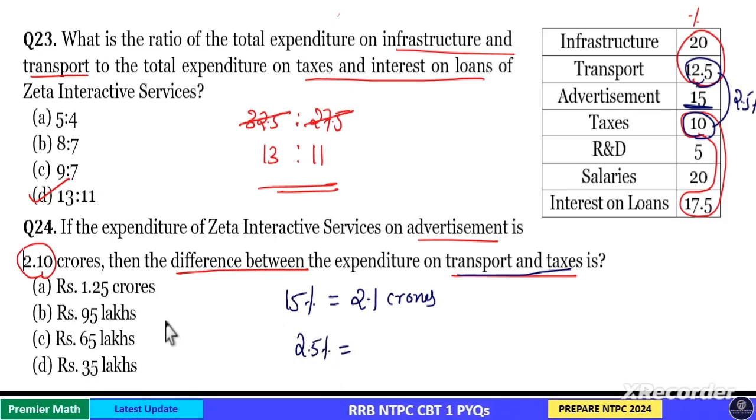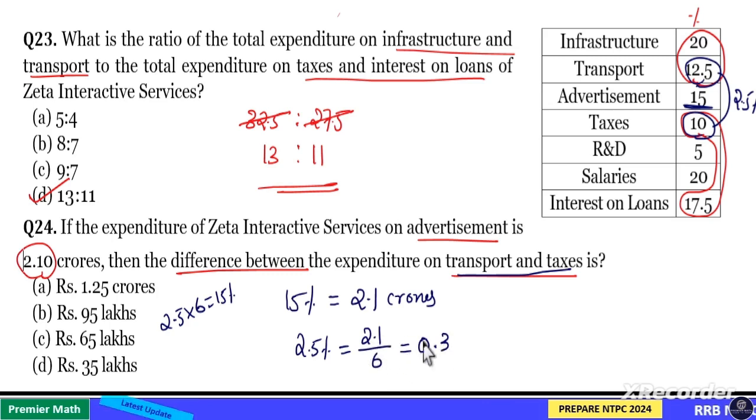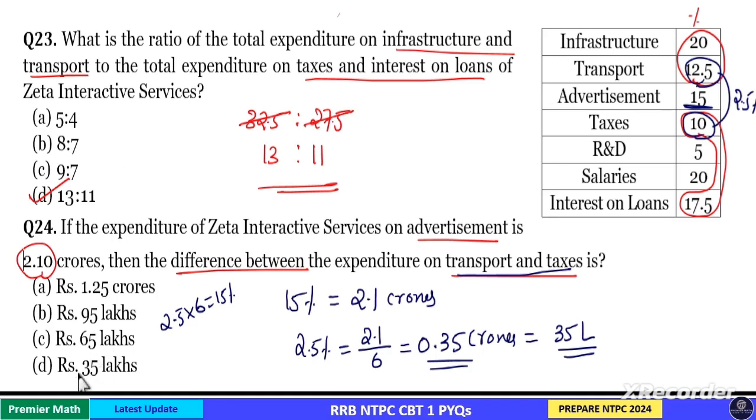Here 2.5 into 6 is 15%. So if you divide 2.1 crore by 6, you will get 2.5%, which is equal to: 6 goes 0 times in 2, 3 times in 21, remaining 3, 5 times in 30. So 0.35 crores is equal to 35 lakhs. Option D is your answer. In 1 crore, there are 7 zeros.